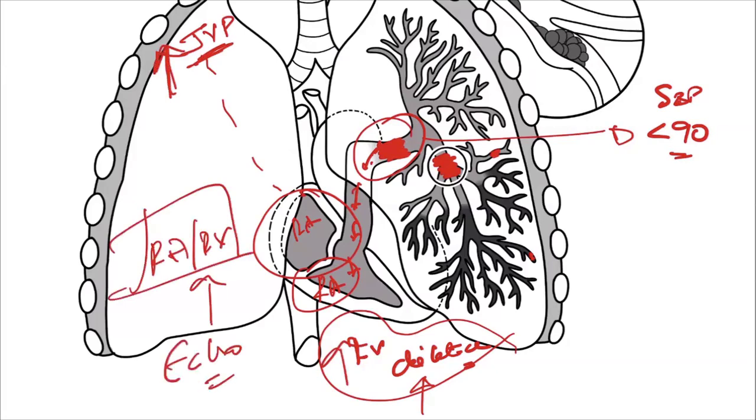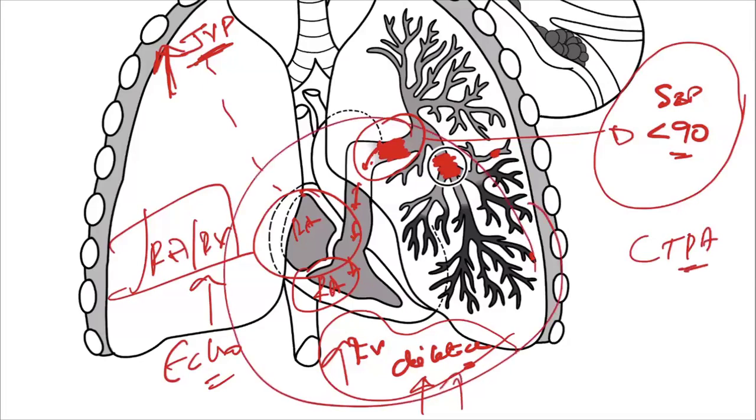So remember this point. If the patient is hemodynamically unstable, that means the systolic blood pressure is less than 90 millimeters of mercury, you cannot shift this patient out to get a CTPA scan done. At that point of time, you depend on the echo. Get an echo done. If the echo is suggestive of an acute dilatation of RA and RV, suggestive of a massive saddle kind of thrombus, you can go ahead and thrombolyse the patient.